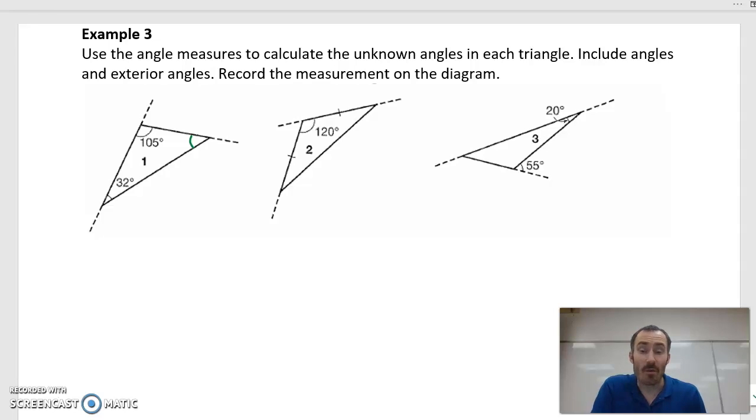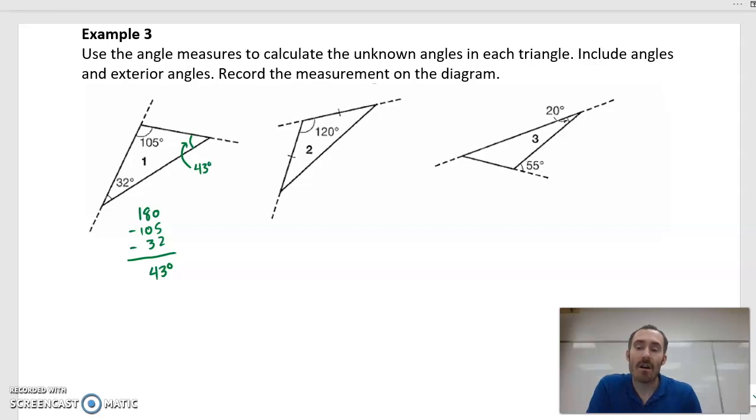Okay, we said before that they should add up to 180, right? So if we go 180 minus 105 minus 32, that gives us the leftover for that missing angle over there. Okay, and that gives us 43 degrees. So that's this interior angle over here. That's 43.